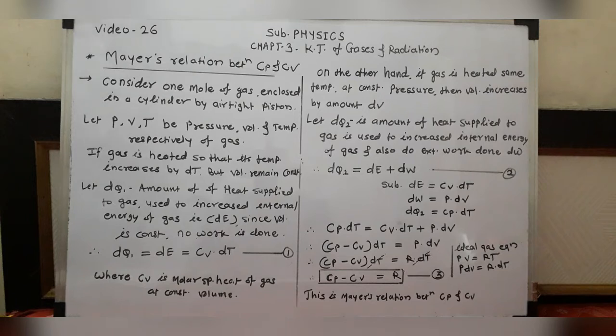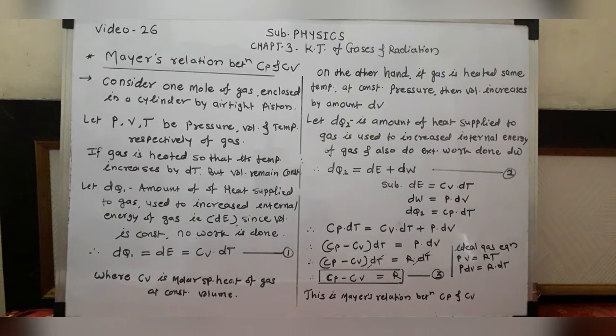Now we are going to see chapter number 3, kinetic theory of gases and radiation. The next point we have to see is Mayer's relation between Cp and Cv. We know that in 11th standard we saw the specific heat of gas. What is the principle of specific heat? Then we have to define the two specific heats, at constant pressure and constant volume.